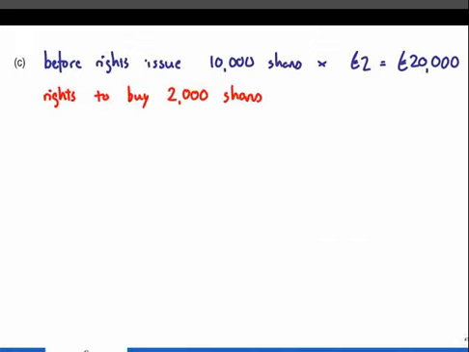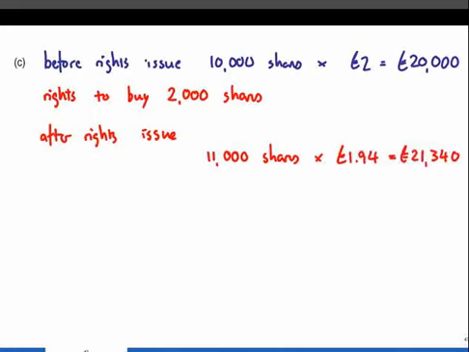So, after the rights issue, we will have 11,000 shares, and we know that these will be worth £1.94 from part B. So shareholder wealth looks like it's gone up, but of course we had to buy those 1,000 shares. And when we bought them, we paid the discounted price of £1.64. And so it does look like our shareholder wealth has gone down.